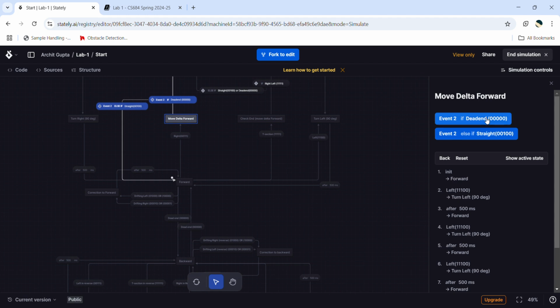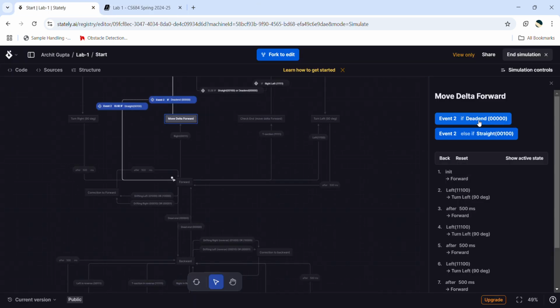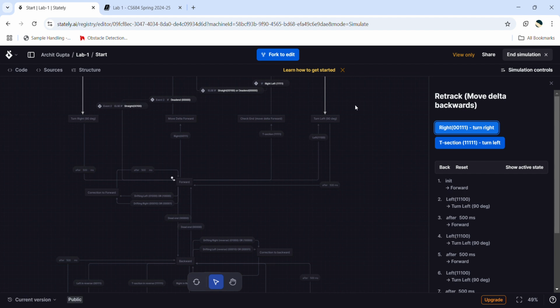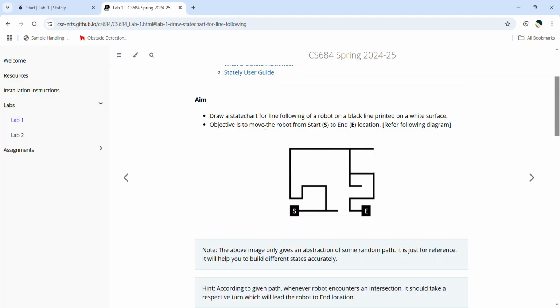Here after moving forward, we get a dead end. I'll show you here. We get a dead end. The robot moves backward since we have a dead end. Before moving forward, we were at a right section, so we are again at the right section only. So here we take a right and we start moving forward again.